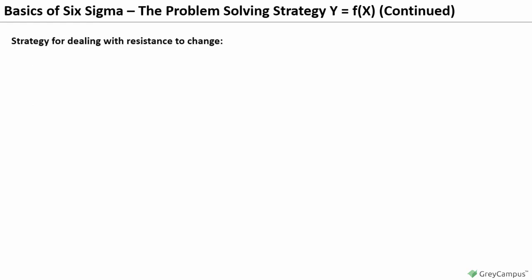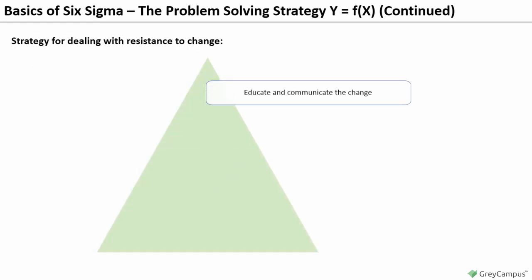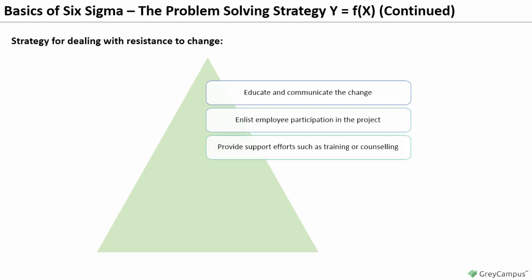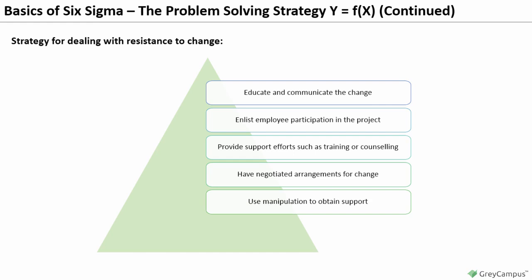Strategies for dealing with resistance to change include: educate and communicate the change, enlist employee participation in the project, provide support efforts such as training or counseling, have negotiated arrangements for change, use manipulation to obtain support, use threats or direct force, but only as a last resort.